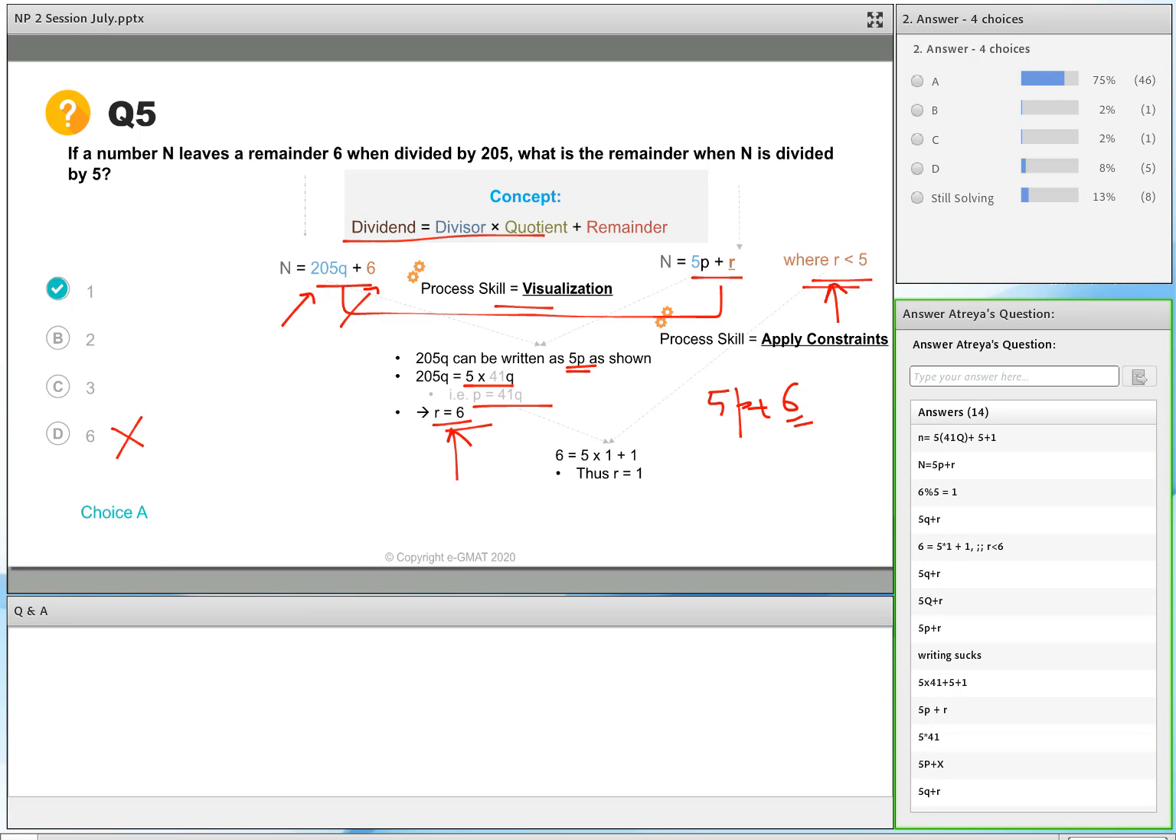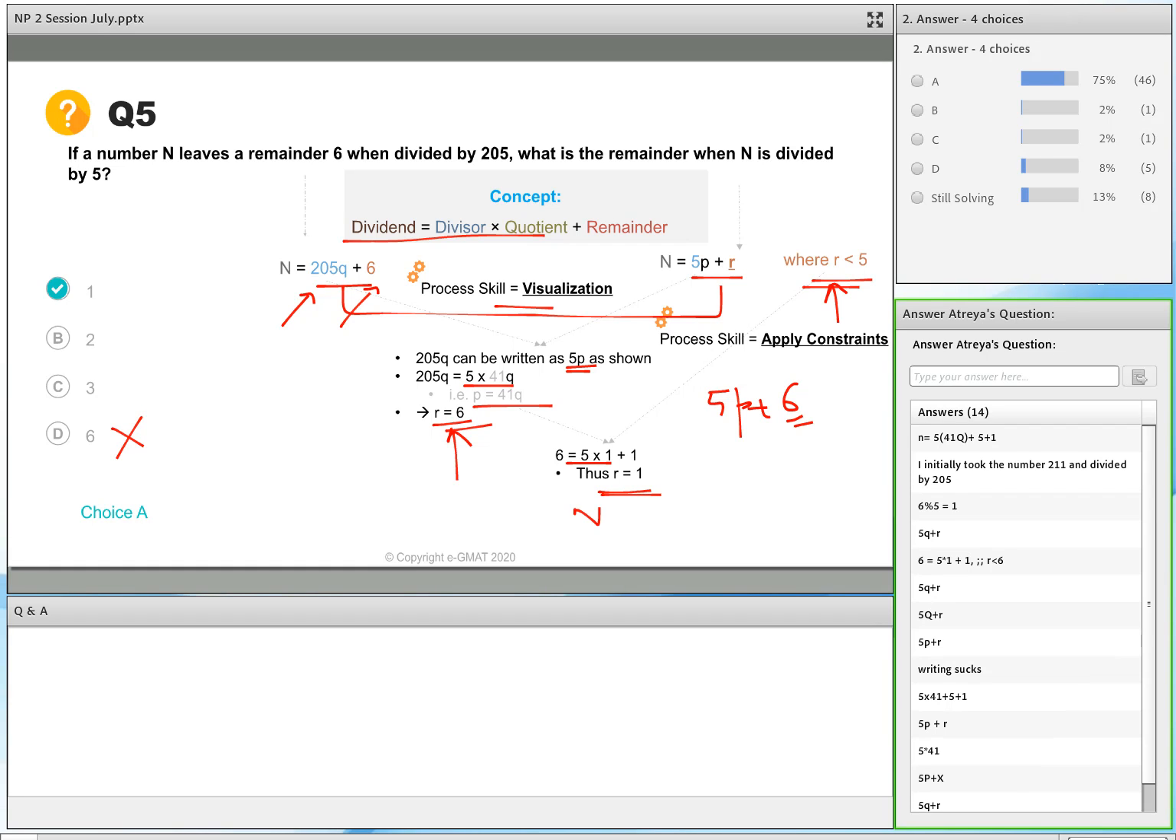So when I divide 6 by 5, the quotient is 1, the remainder is 1. Hence, I can finally write r to be equal to 1. To make all of this into one equation, I can write n to be equal to 5 times p, where the value of p is equal to 41q plus 1, plus 1. So this is in the form of 5p plus 1. Is 1 less than 5? Yes, it is. So this is the answer for the question.